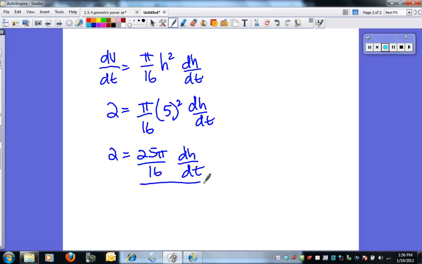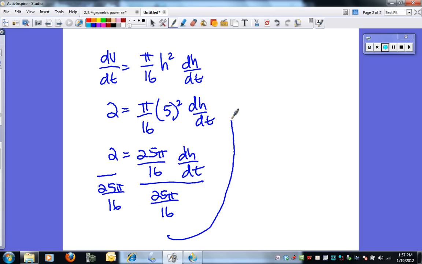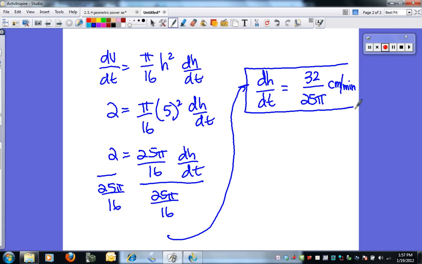We can divide both sides by this big number, 25 pi over 16. It's not really a monster number. It's just a funny looking number. And what do I get? Well, when I do all this, I get my dh/dt, how my height is changing, to be 32 over 25 pi. And if you had a calculator, you could figure out what that approximation is. Again, when you divide by fractions, you're multiplying by the reciprocal. That's how I get the 32. And it's centimeters per minute is the units. And units are very important. So there's our dh/dt.